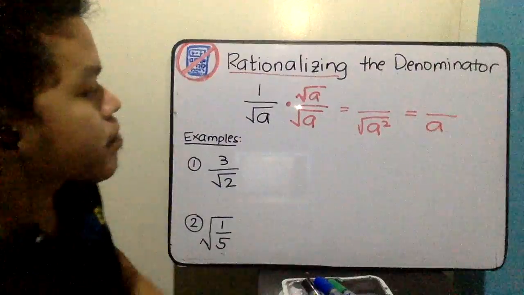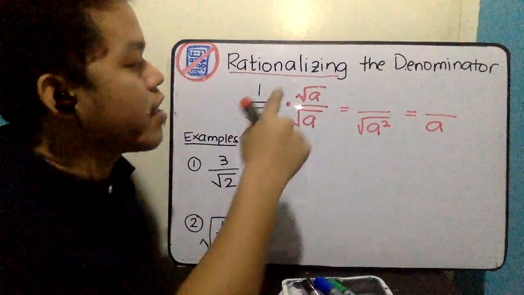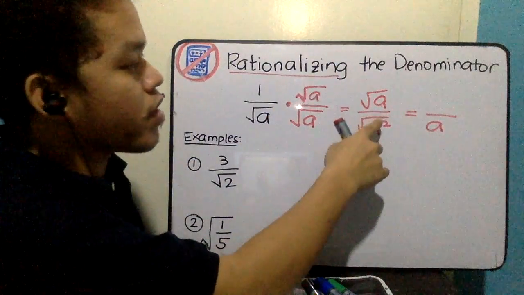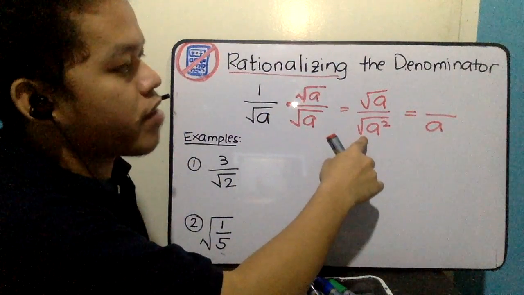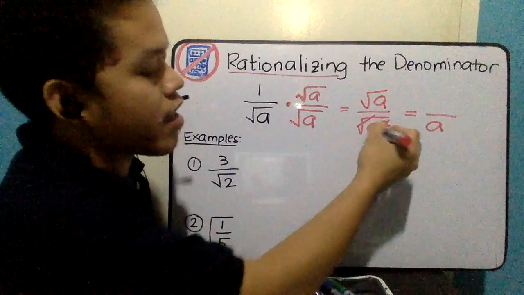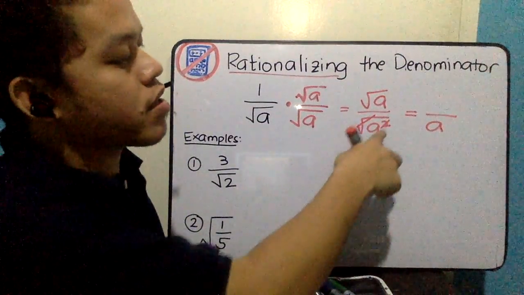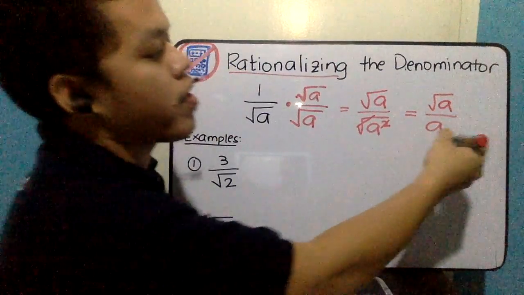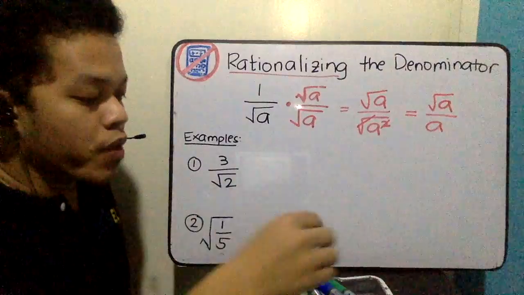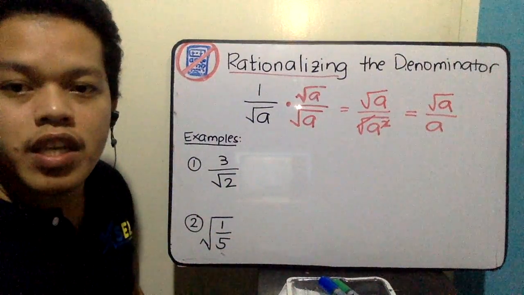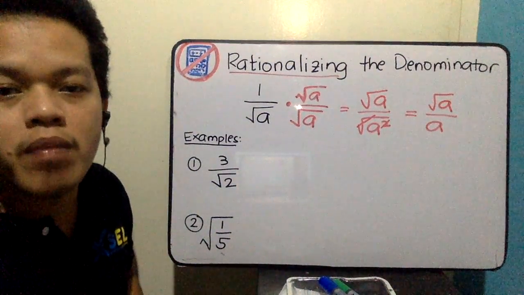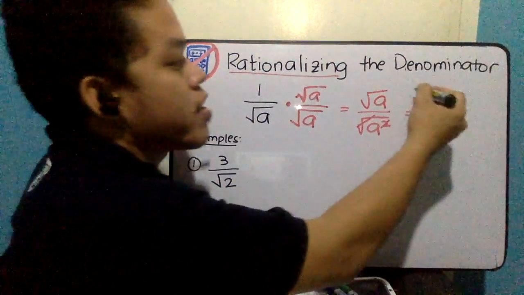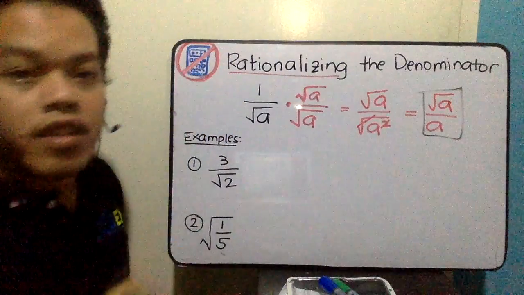So therefore, if you're going to multiply this, that will be square root of a over square root of a squared, and we can actually cancel out the 2 and the square root because square root of a squared is just a, and then therefore we have square root of a over a. It's okay to have a square root in the numerator. Our concern here is to make sure that the denominator is free from radicals or surds. Okay, this is how you rationalize the denominator.